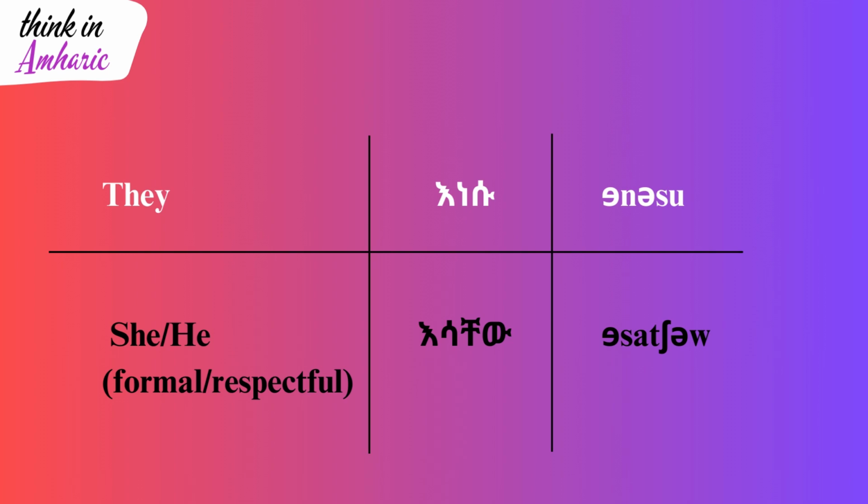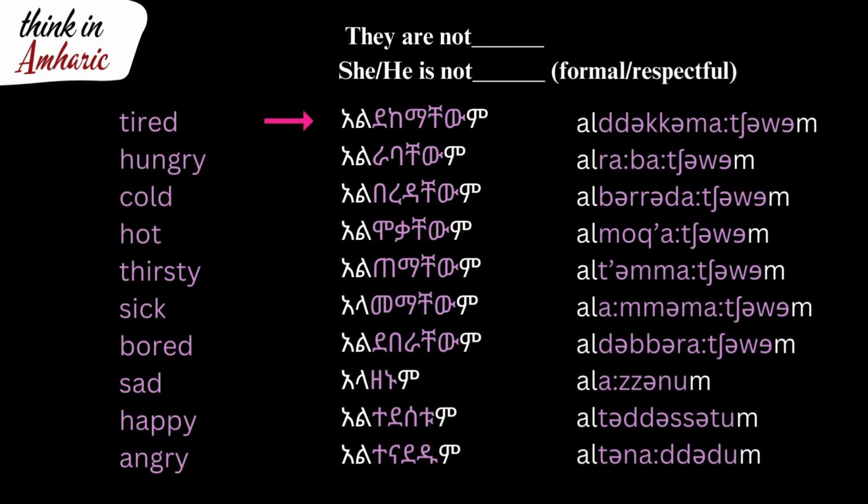This one can mean they are not. It can also mean she is not and he is not in the formal and respectful way. So everything that I say here can mean either one. They're not tired. አልደከማቸውም? So when you say አልደከማቸውም without a pronoun, for instance, እነሱ አልደከማቸውም is they are not tired. እሳቸው አልደከማቸውም would mean she's not tired or he's not tired. እሳቸው is for both male and female. So if I only say አልደከማቸውም without a pronoun, depending on the context, it could mean they're not tired. It could also mean she's not tired or he's not tired. Okay, so for the sake of the video, I'm just going to do they are not. But just know that you can use these for she is not and he is not for the respectful and formal way of saying it.